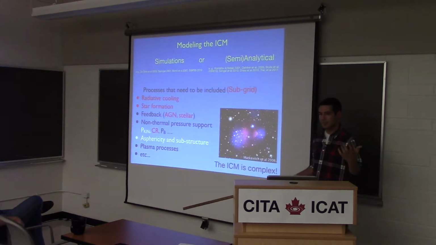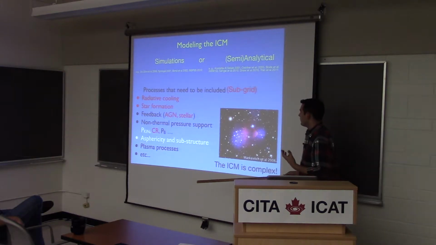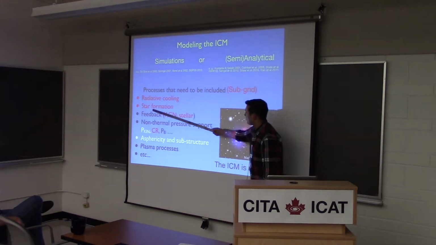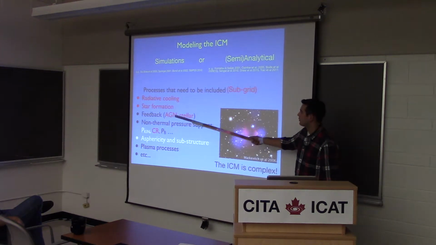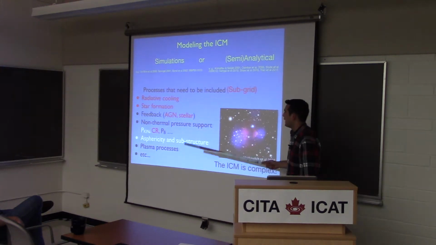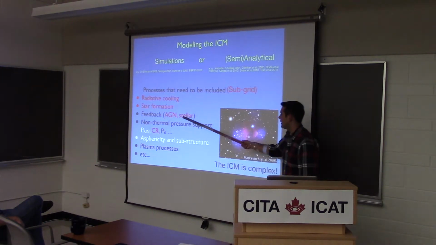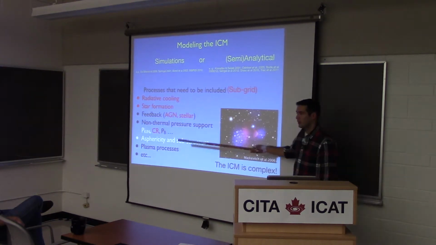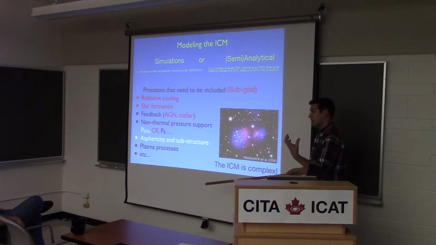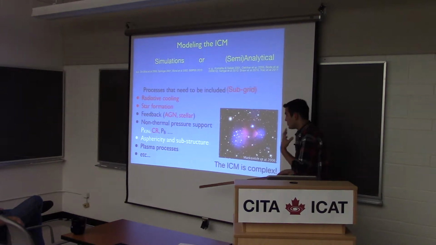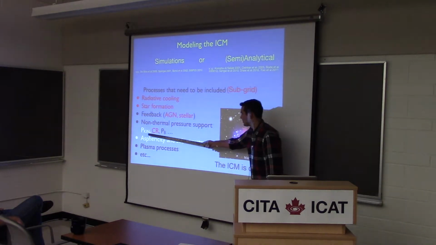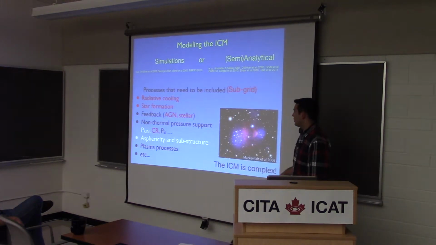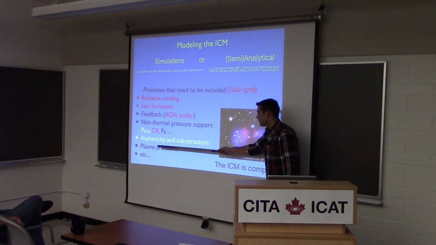Clusters of galaxies are exactly that, several galaxies together. So you need to form stars in your models. You need to radiatively cool your gas. There's forms of feedback, whether it be AGN or stellar feedback. There's also forms of non-thermal pressure support. They are gravitationally dominated systems, but they're not just gravitationally dominated systems. There's things like kinetic pressure support, cosmic rays, magnetic fields.